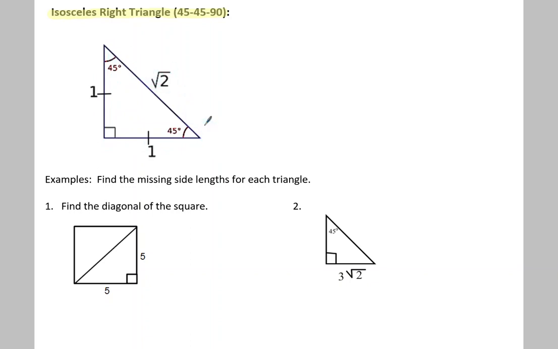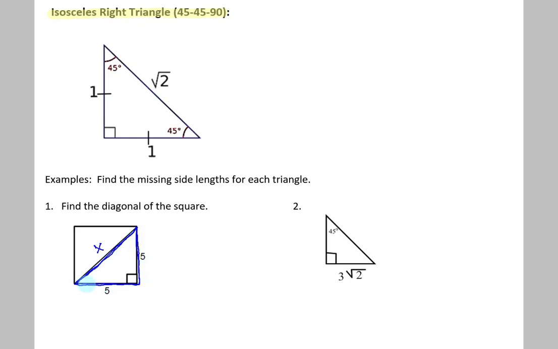Let's take a look at using these shortcuts instead of having to do the Pythagorean theorem. Examples: find the missing side lengths for each triangle. In number 1, we have more specific directions. Find the diagonal of the square. This segment right here is the diagonal of the square, so that's the length that we're missing. Notice that it is also the hypotenuse of this right triangle.